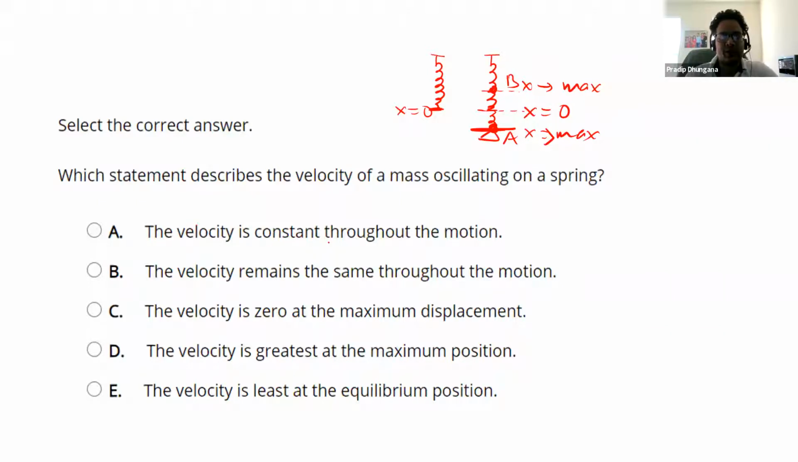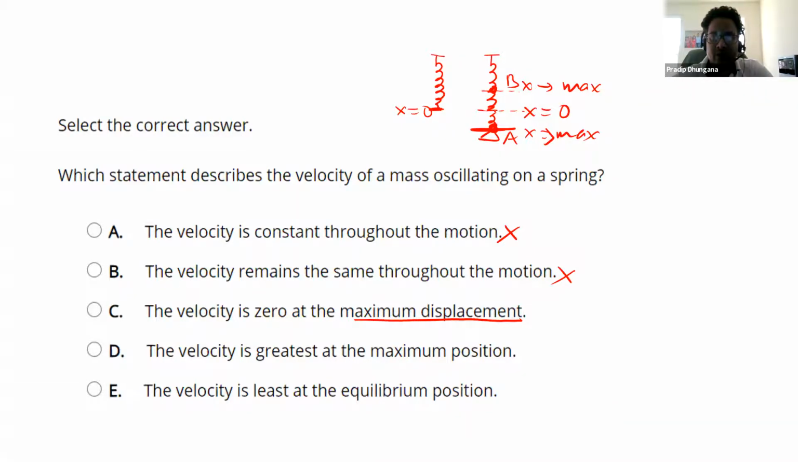Let's go through each of those choices. Okay, first one, the velocity is constant throughout the motion. Wrong. This is not the correct choice. It varies. The velocity remains throughout the motion. False. Not correct choice. The velocity is 0 at the maximum displacement. So yep, that's the correct choice.